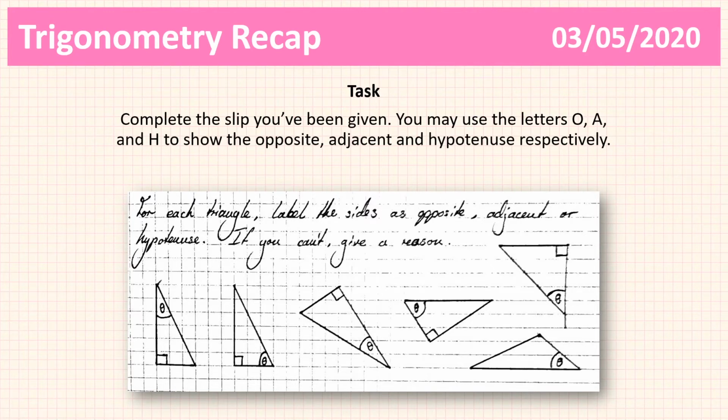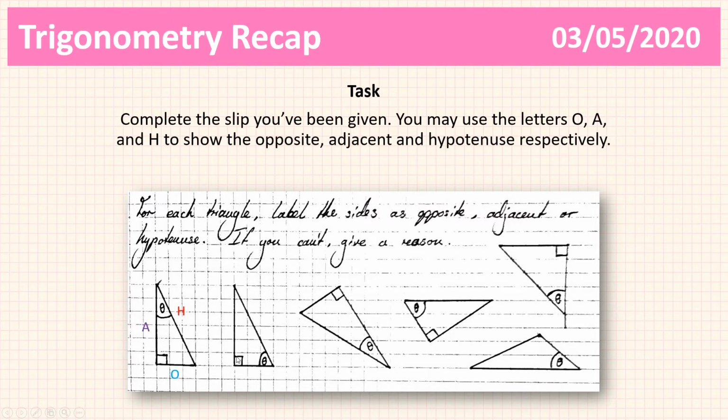Okay, so now that you've had a go at that, let's do the first one together. There's my right angle. So opposite the right angle is going to be my hypotenuse. So this long side is the hypotenuse. There's my angle. So opposite my angle is going to be the opposite. That means the remaining side is the adjacent.